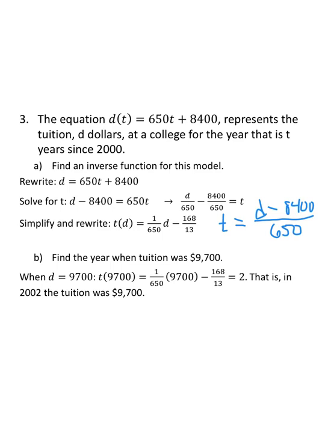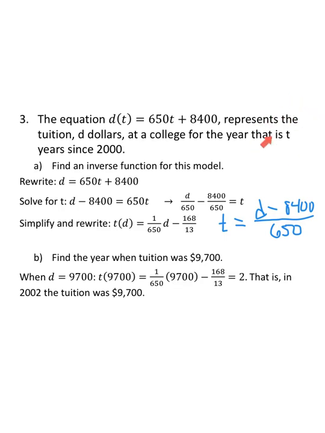Now, this is our inverse model. So if we know the year, we can find the dollars. If we know the dollars for tuition, we can find the year. Find the year, so we're going to use our inverse, when the tuition was $9,700. So when the dollars was $9,700, we'll evaluate. Everywhere we see a d, we're going to replace it by 9,700.